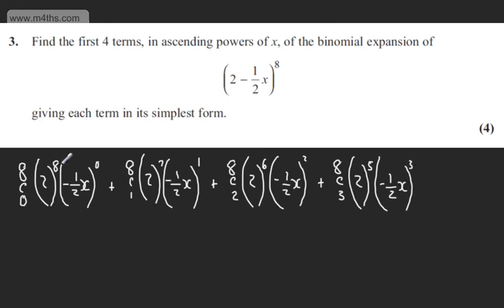Let's just check all of these add up to 8. 8 plus 0, 7 plus 1, 6 plus 2, 5 plus 3. So we need to give each term in its simplest form, so we can go ahead and calculate these.